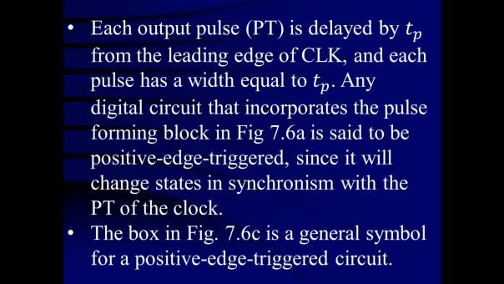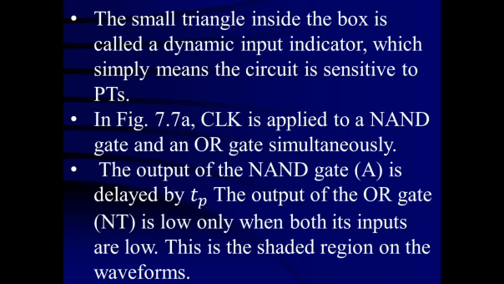The box in figure 7.6c is the general symbol for a positive edge triggered circuit. The small triangle inside the box is called a dynamic input indicator. So this is very important. There is a line and triangle inside that box which indicates that the dynamic input is required. That means a transition of the clock pulse is required, which simply means the circuit is sensitive to the positive transition.